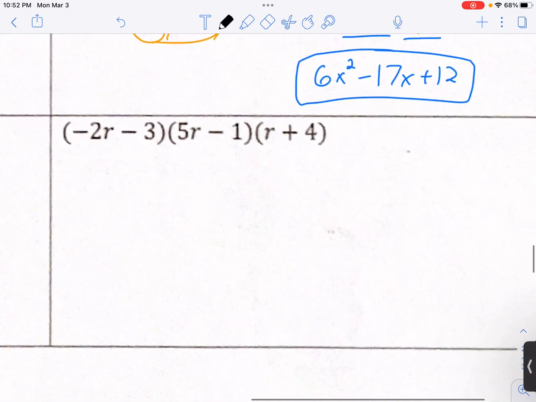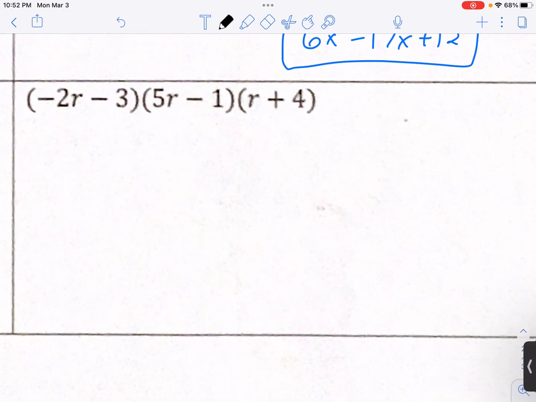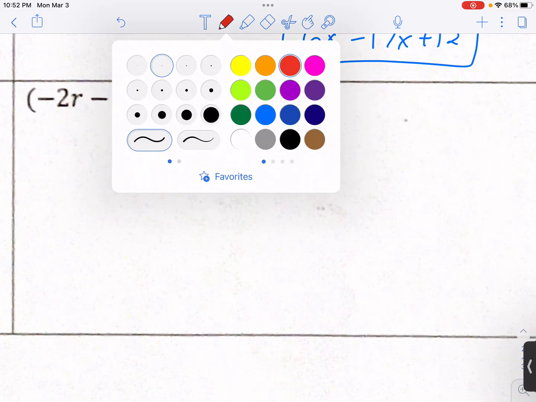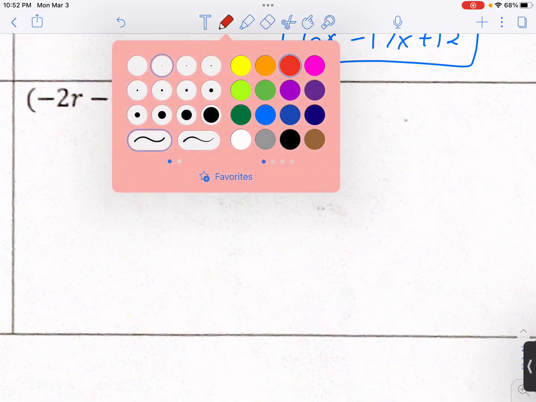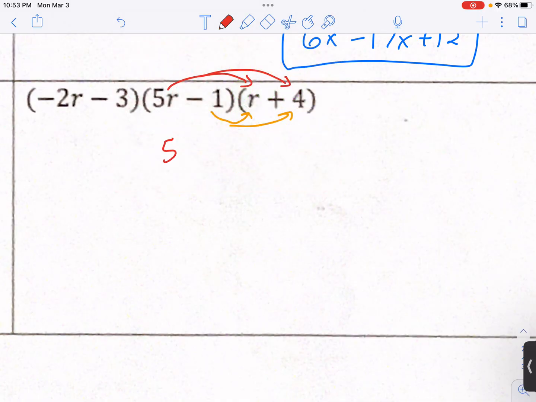Okay, pause the video, try to do this next one. Again, I'll make sure not to make a mistake this time. Okay, so on this one, just to save us some time, when you FOIL and multiply, I'm just going to go straight into it and write it down. Going to try to quicken this up.